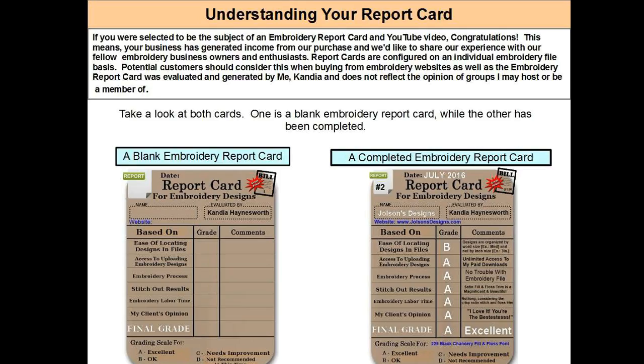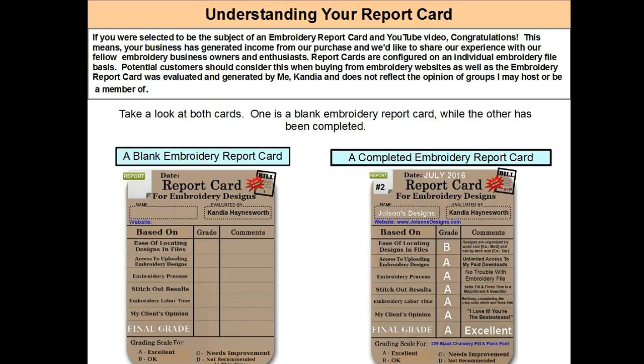I am an honest, fair, and reasonable person, but I must admit the scrutiny these embroidery files go under is based on all of these considerations you see here. When I purchase an embroidery design and upload it to my computer, I am looking at the embroidery process, the stitch out results, how long it takes to stitch out, the jump stitches. I'm looking at the ease of locating the files. All of these things are on top of how it looks overall and what the customer thinks. So this is not an easy process, and I'll explain how I arrive at the grade that these embroidery design companies are given.